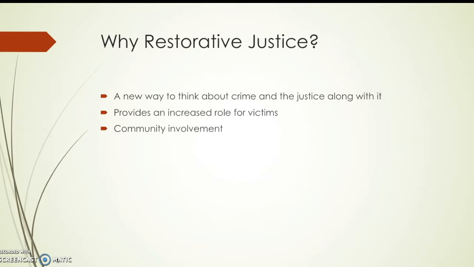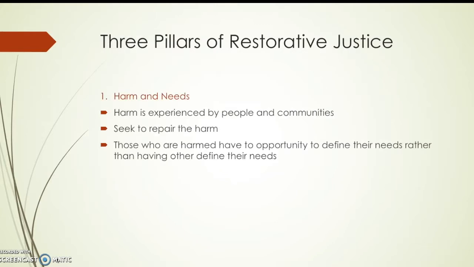So really making sure that the entire community is involved to meet the needs of the offender and the victim through the restorative justice process. I also want to discuss the three pillars of restorative justice. The first pillar is harms and needs.